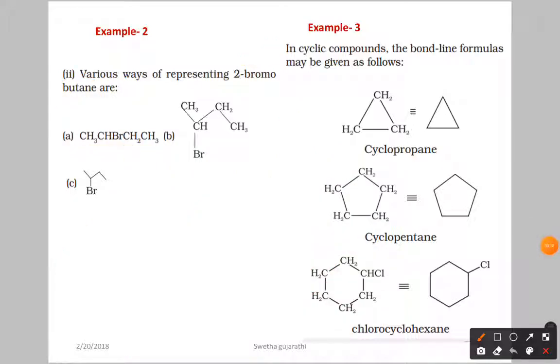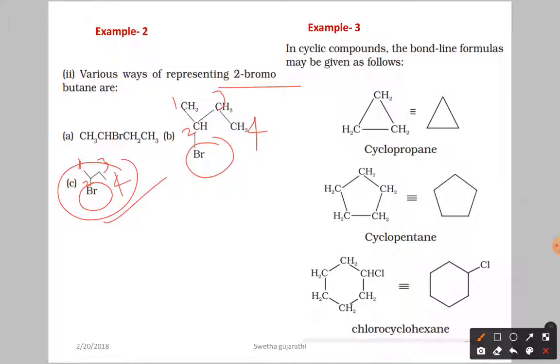Another way you can write it is like this. This is first, second, third, fourth. The second carbon has the bromine atom, so 2-bromobutane. Next, this is the bond line representation. Now you start with the first carbon, second, third, fourth. This is the representation of 2-bromobutane in various forms.